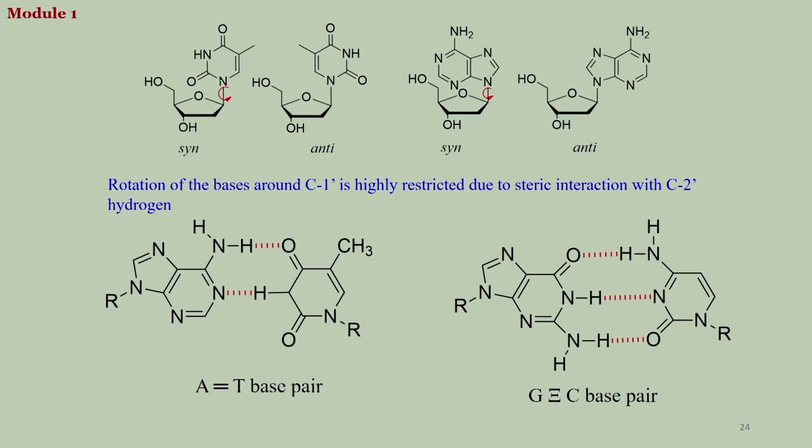This is the syn form, where I have explained that the double bond oxygen here is closer to the oxygen of the sugar. Similarly, for the purine bases, for adenine, the 6-membered ring is just right on top of the sugar moiety. Both of these forms are called the syn forms, and they are not stable because they have huge steric crowding and electron repulsion.